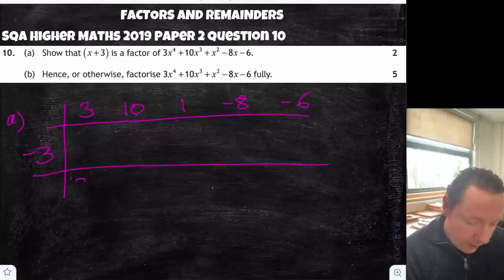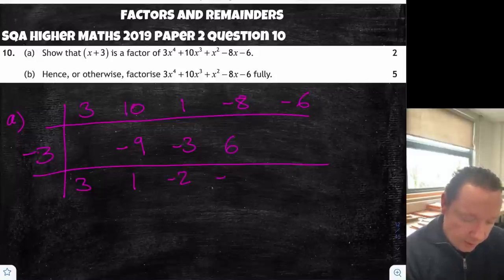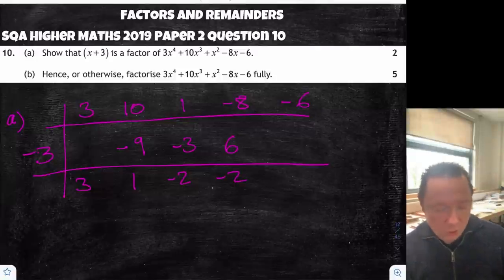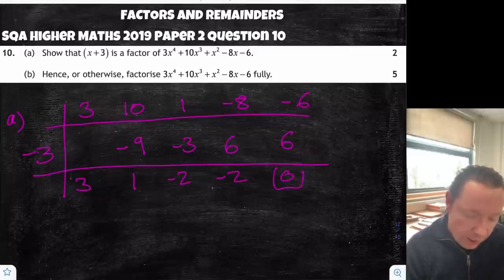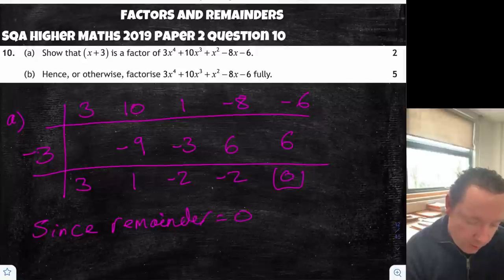So we'll take the 3 down, we get minus 3 times 3 is minus 9, 10 minus 9 is 1. 1 times minus 3 is minus 3. Minus 3 add 1 is minus 2. Minus 2 times minus 3 is 6. 6 minus 8 is minus 2. Minus 2 times minus 3 is 6. 6 minus 6 is 0. And therefore, since the remainder equals 0, x plus 3 is a factor.